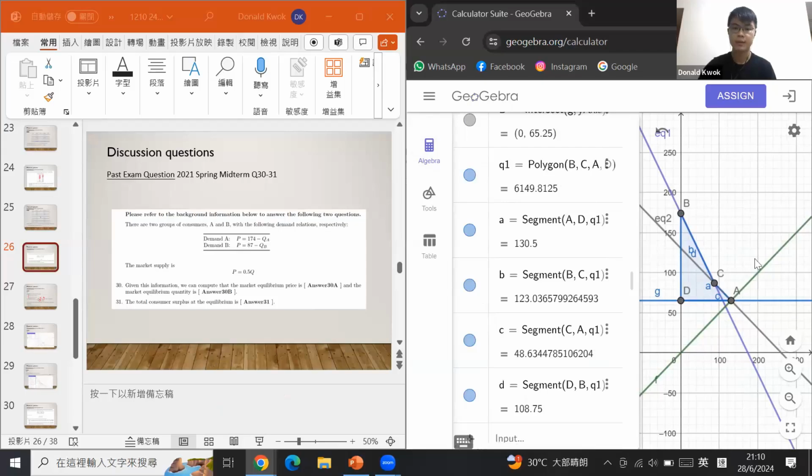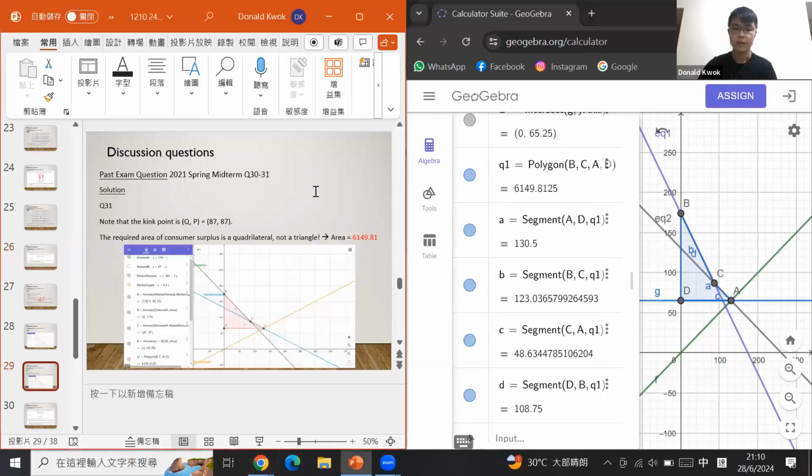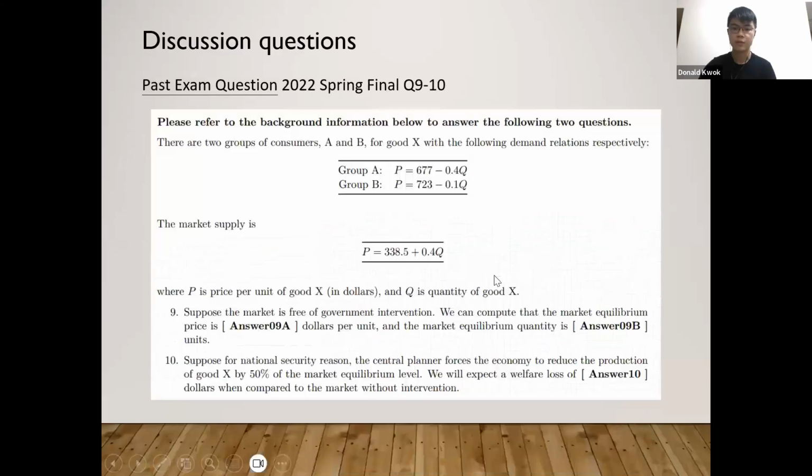Remember, it is not a triangle because the market demand curve is kinked. All right, so that's all for this problem. And let me go back to the slide for you to glance through the last problem in this tutorial. And by the way, the main focus will be in question 10, because question 9 is essentially the same technique to find the market equilibrium point.